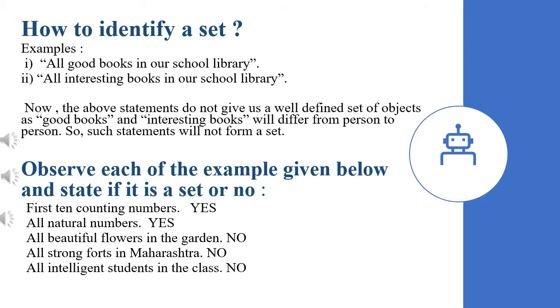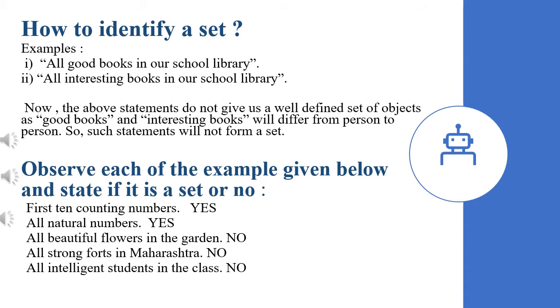All beautiful flowers in the garden. Now here again we have an adjective used, that is beautiful, and from person to person the meaning of beautiful may differ. For a person a flower may be beautiful, for the other person he may not find the same flower to be beautiful. Therefore it is not a set. Next one, all strong forts in Maharashtra. Again here we have an adjective used, that is strong, and this is not a set.